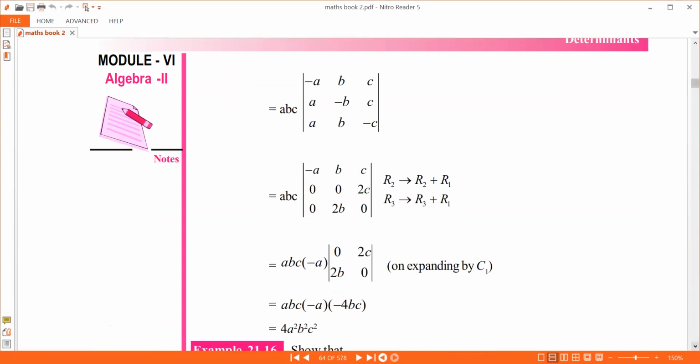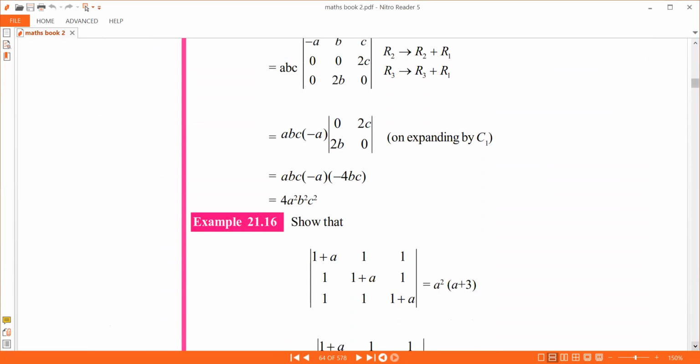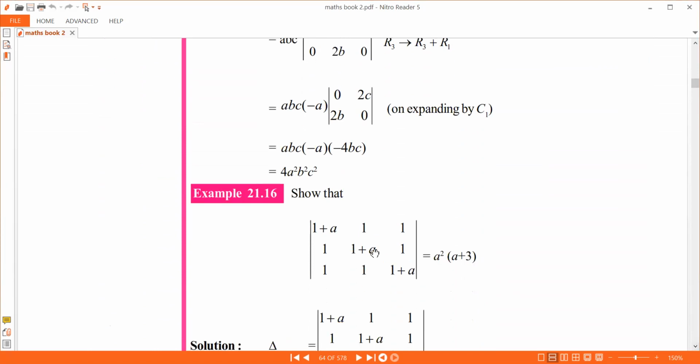So he has done like what we did. The determinant is 1 plus a, 1, 1; 1, 1 plus a, 1; 1, 1, 1 plus a, which is a cube into a plus 3, right? So here I will play a different trick.